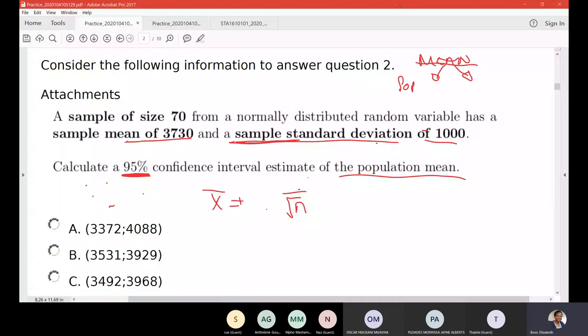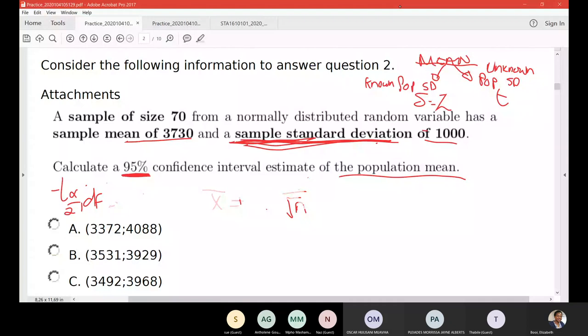If the population standard deviation, which is sigma, is known, then we use Z. If the population standard deviation, which is sigma, is unknown, so this is known and this is unknown. If it's unknown, we use T. So when it's unknown, it means they give us the sample standard deviation. Sorry, my bad. So since this is a sample standard deviation, we're going to be using T alpha divided by 2 and the degrees of freedom. We need to remember all those things.